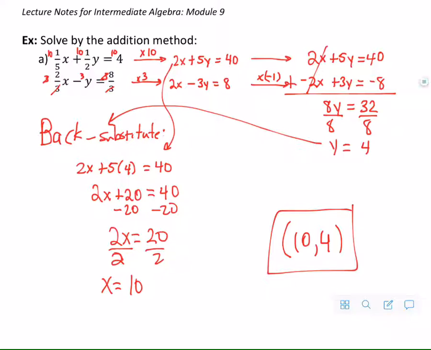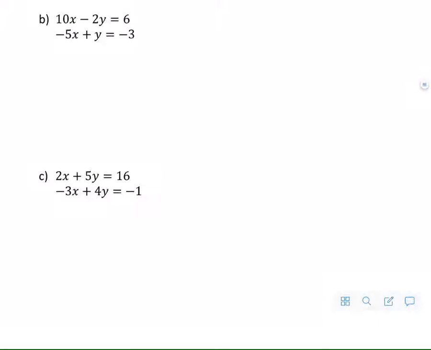Are we good? All right. So, if fractions show up in the original problem, get rid of them first, then tackle the question of what I can multiply by so that one of my variables will cancel out when I add them. Okay, so on the next one, I'm going to get you started but let you finish. Let's look at this one where we have 10x minus 2y equals 6, and minus 5x plus y equals minus 3.